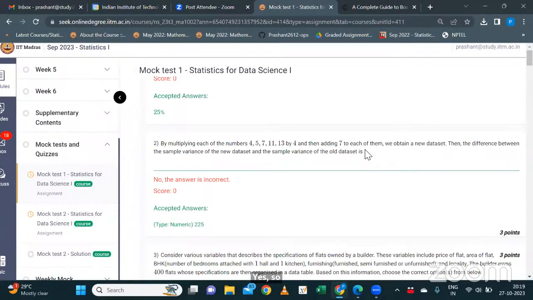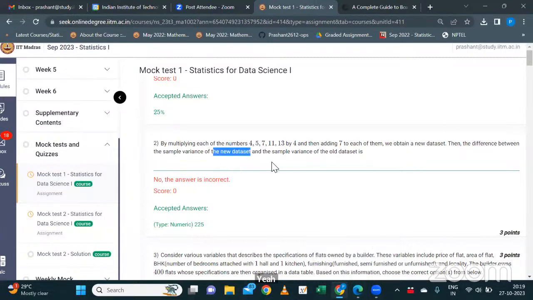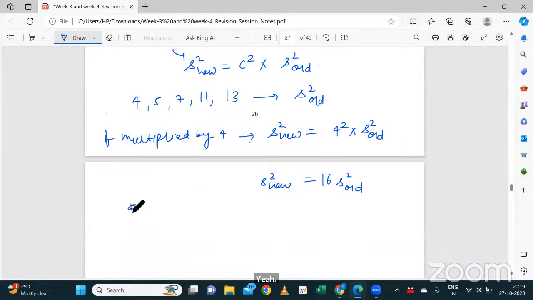Will there be any effect if I'm adding a constant to that? No. So what is the next question? What is the difference between the sample variance of the new data and the old data?